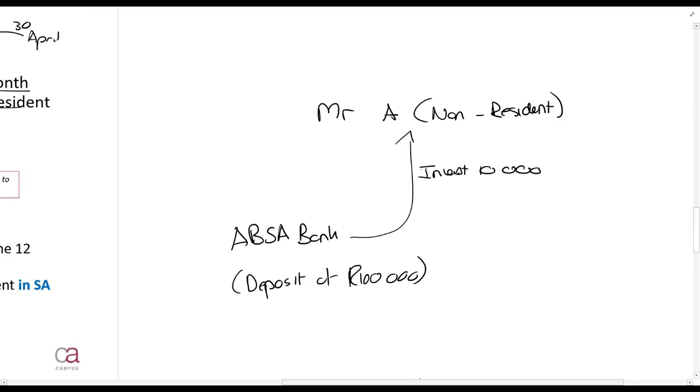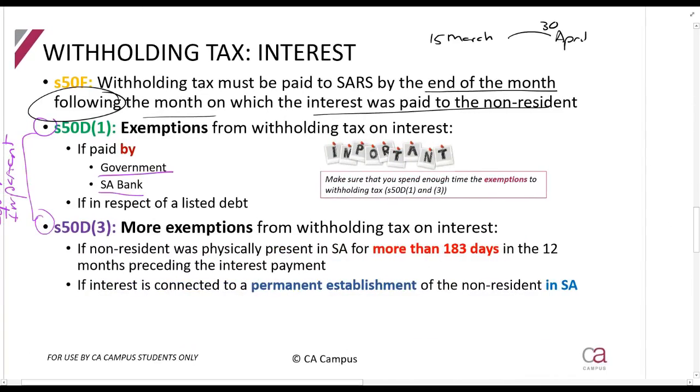Okay, so that's the first exemption. If it's paid by a government, SA bank, or a listed debt. A listed debt is if a company on the JSE puts a debt up on there, like a debenture, for example. Right. Also important, Section 50D(3). Guys, Section 50D(2) is excluded from your syllabus. Section 50D(3) gives us more exemptions from withholding tax. And this is a very interesting one, and I want you to pay attention here.